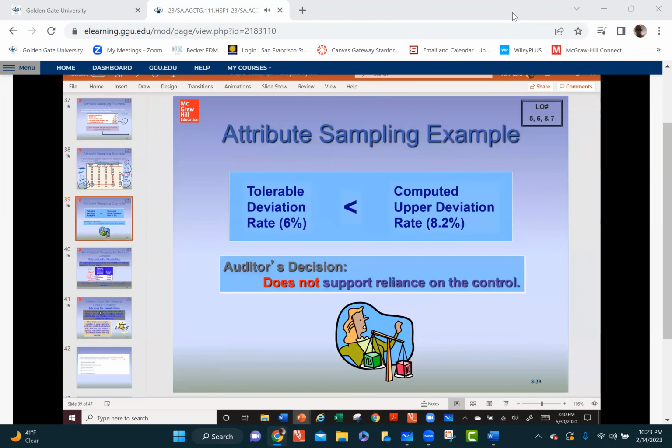Okay, so that's our situation. It does not support reliance on the control, right? So I'm at a no here. So now, nature, external evidence; extent, larger sample sizes for my substantive test; timing, year-end testing. Or I could look for a control that will compensate for this control. I was sitting here saying, well, I thought this was the key control. Is there anything else they do that could prevent or detect a misstatement? And maybe I get into another round of testing for a different control, right?